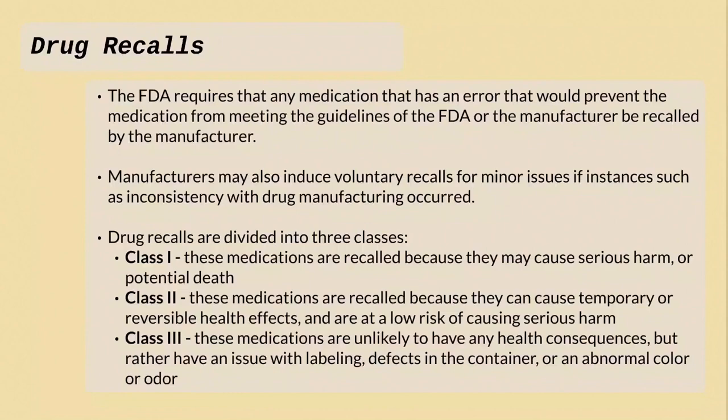Drug recalls are divided into 3 classes. So class 1 are going to be medications that are recalled because they may cause serious harm or potential death. Those are your more serious recalls. Class 2 are recalled because they can cause temporary or reversible health effects and are at a low risk of causing serious harm. Finally, Class 3, these medications are unlikely to have any health consequences, but rather have an issue with labeling, defects in the container, or an abnormal color or odor.